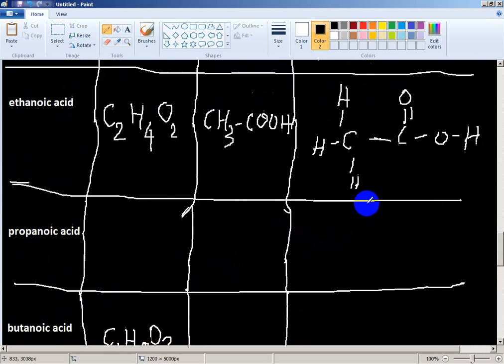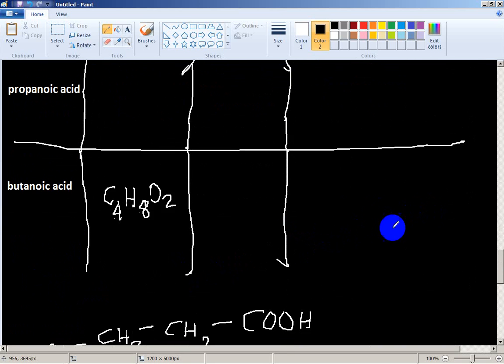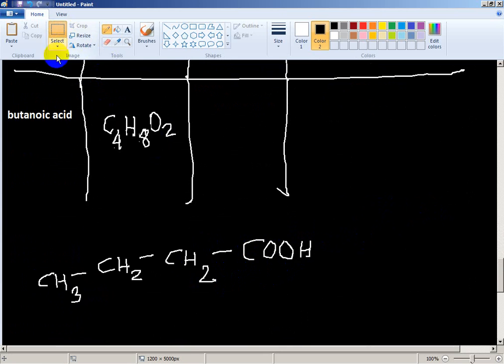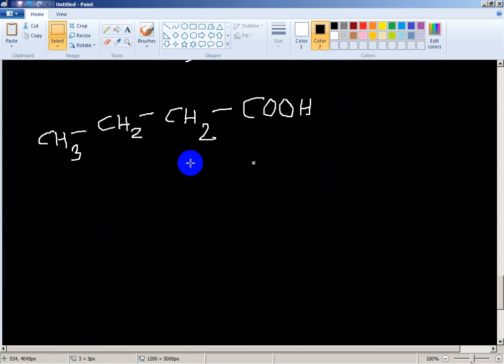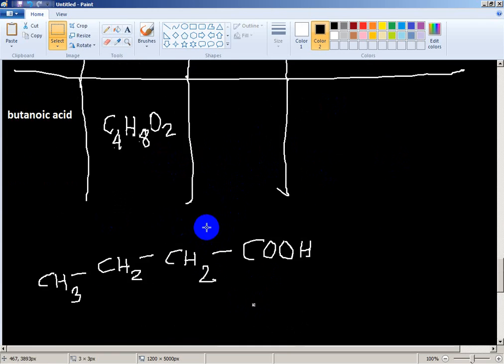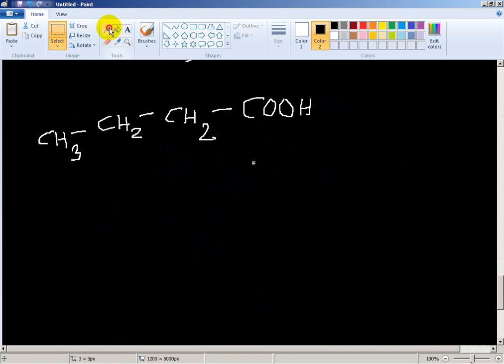And what will be the displayed formula of butanoic acid? Here I can't write it because there is little space. Now I write the displayed formula, starting with the carboxylic acid.